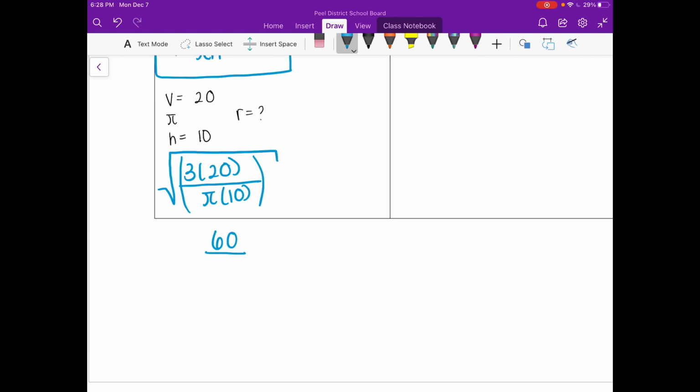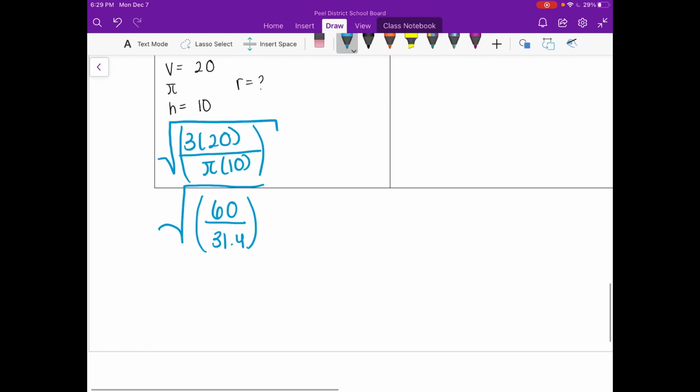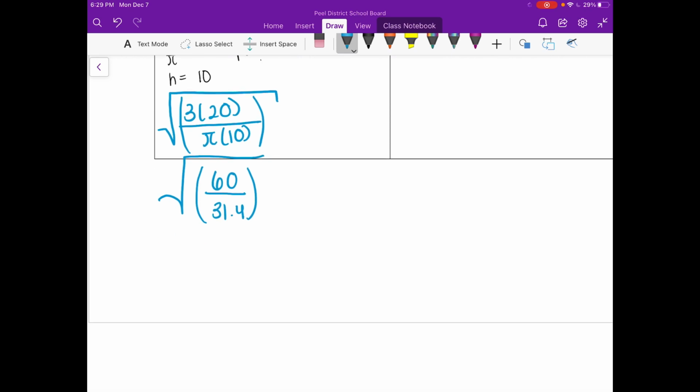So I'm just going to put in 10. I have a pi button on my calculator, so I just put it in. You could just do times 3.14. Either one works, right? So then 10 times pi is 31.4, all under the square root sign. So I'm going to do 60 divided by 31.4, which is going to give me 1.91.